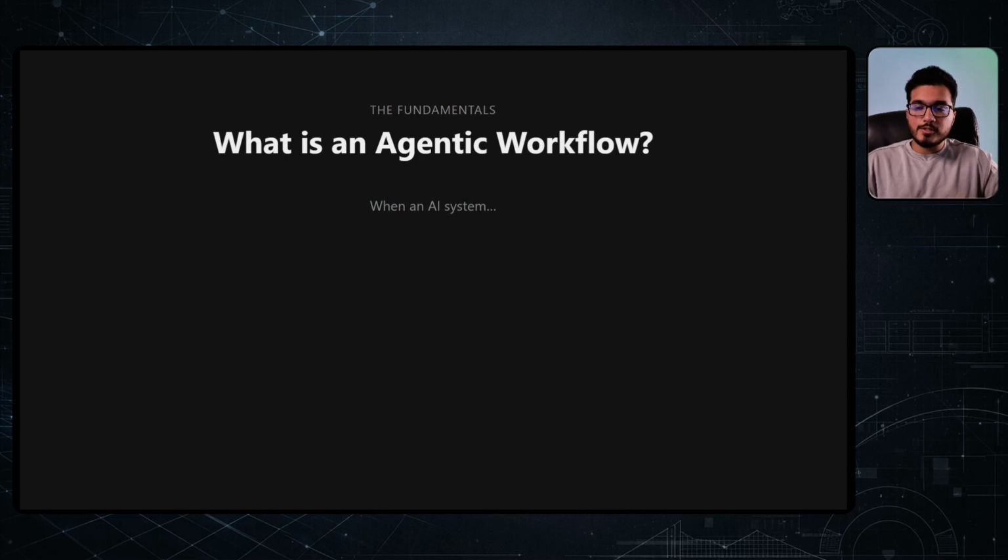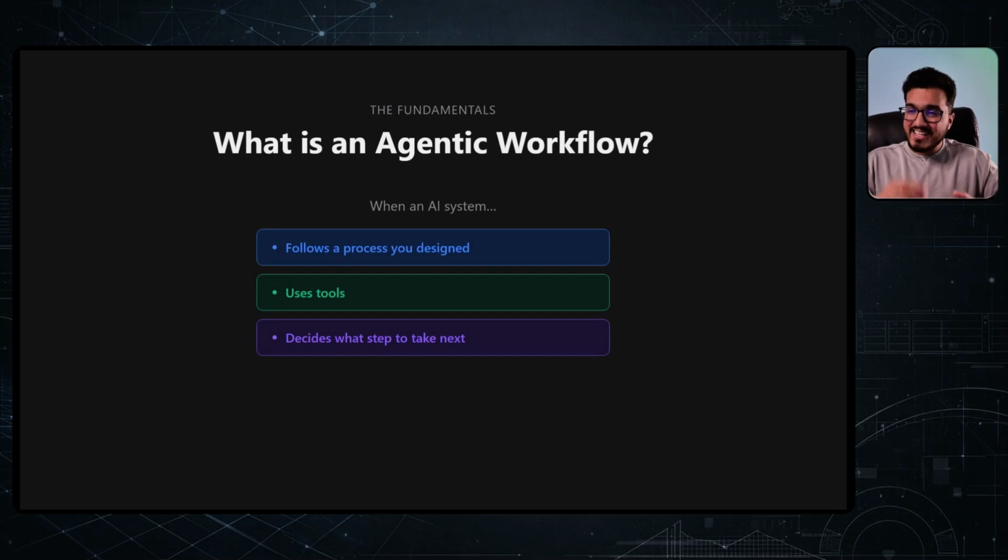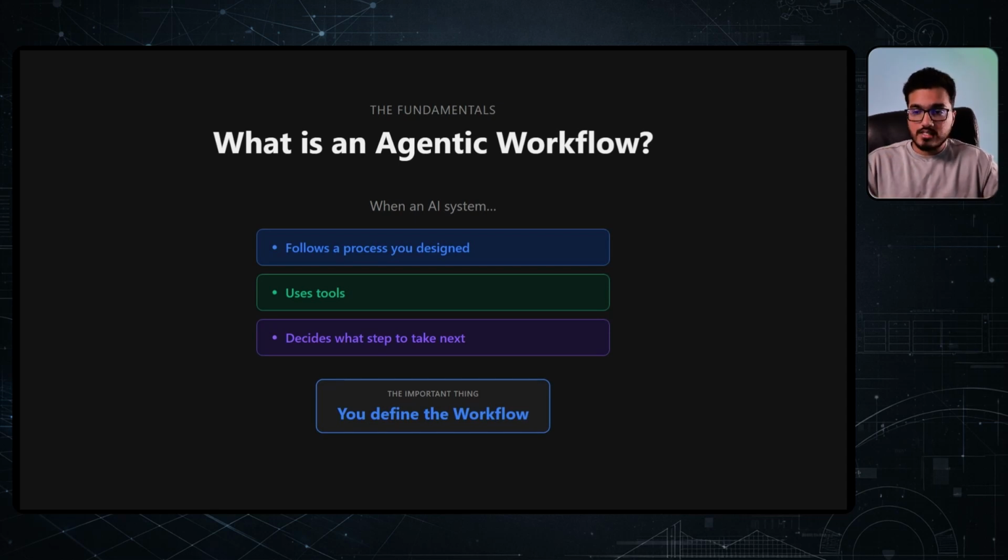An agentic workflow is when an AI system follows a process you designed, uses tools, and decides what step to take next within that workflow to achieve a specific result. The important thing here is that you define the workflow. So the system operates within the structure you set. It's dynamic and flexible, but not out of control.